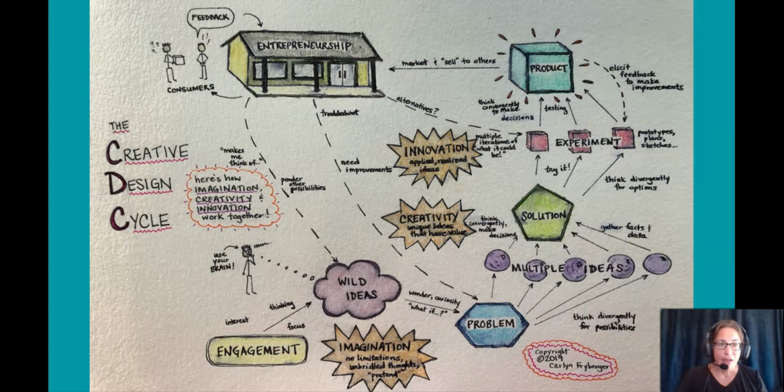Or it might just get you thinking crazy, like, oh, what about this possibility? I could try this. It makes me think of this. And then you go back down to imagination with your wild ideas. You find a different problem and you go. So that is the creative design cycle.